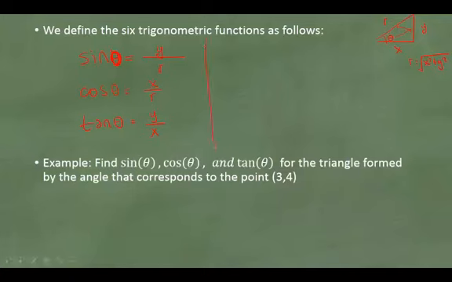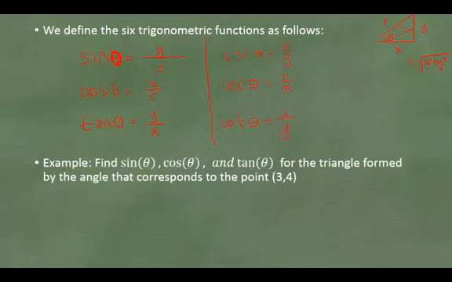And then we have other trig functions we're going to define. Cosecant theta is related to sine theta. It's r over y, the other way around. Secant theta is related to cosine theta. It's r over x. And cotangent theta is related to tangent theta. It's x over y.